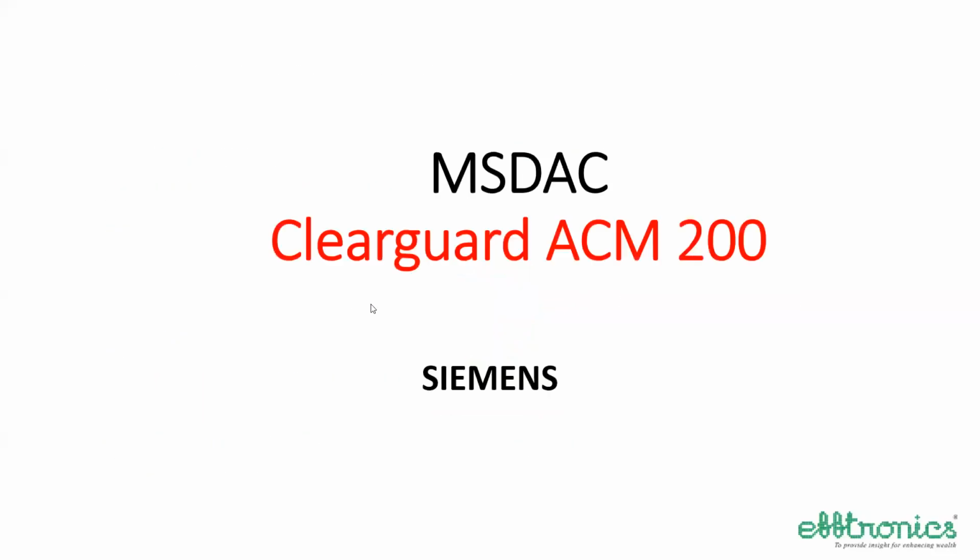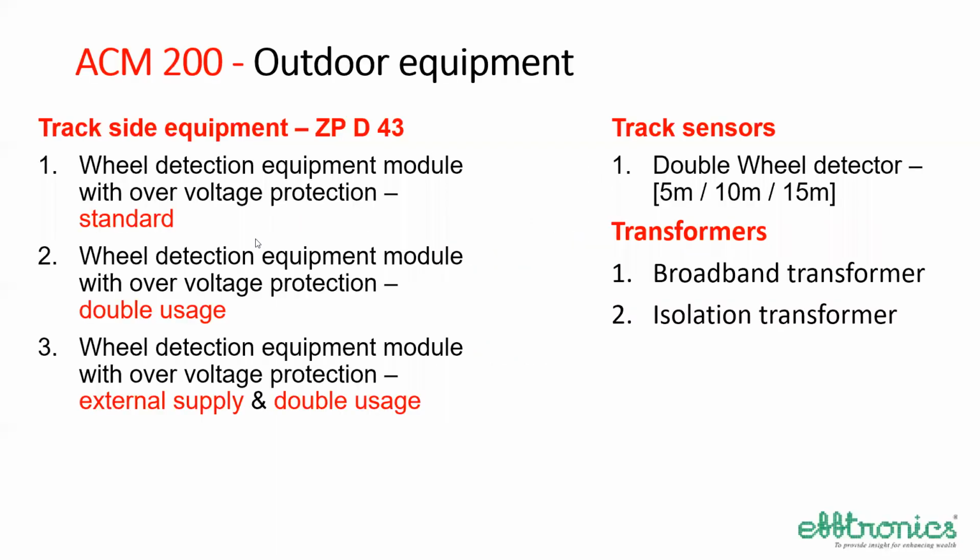The second product is the Siemens ACM 200. It has trackside equipment, ZP D43 is the name. There are 3 versions for it. One is standard, that is, each electronics is provided at the site. It can give one output. This is a double usage, double output version, and it takes an external supply and then gives the double usage.